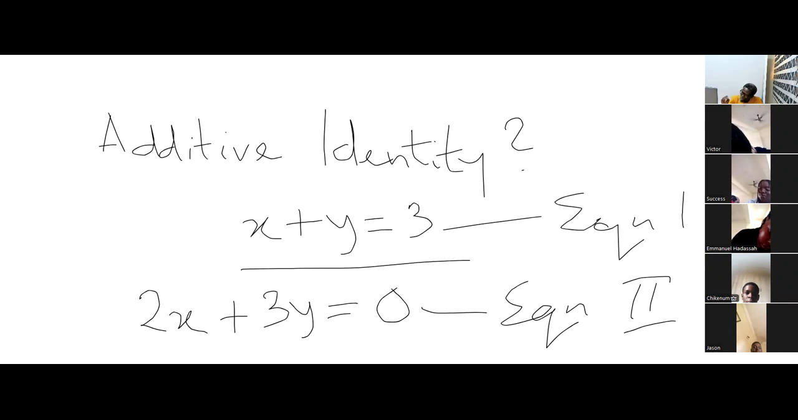Additive identity is a numerical figure. When you add it to a number, the value of that number does not change. And that additive identity is the number we call, I'm writing it, should I write it?